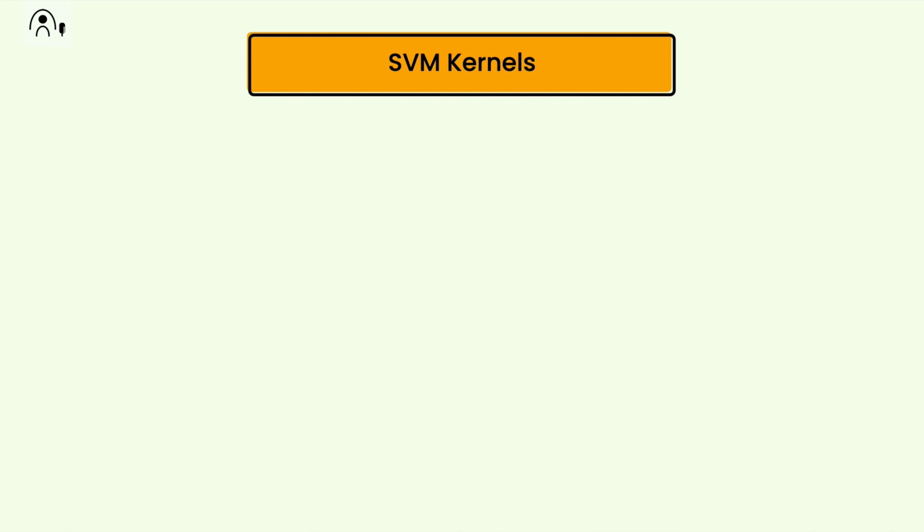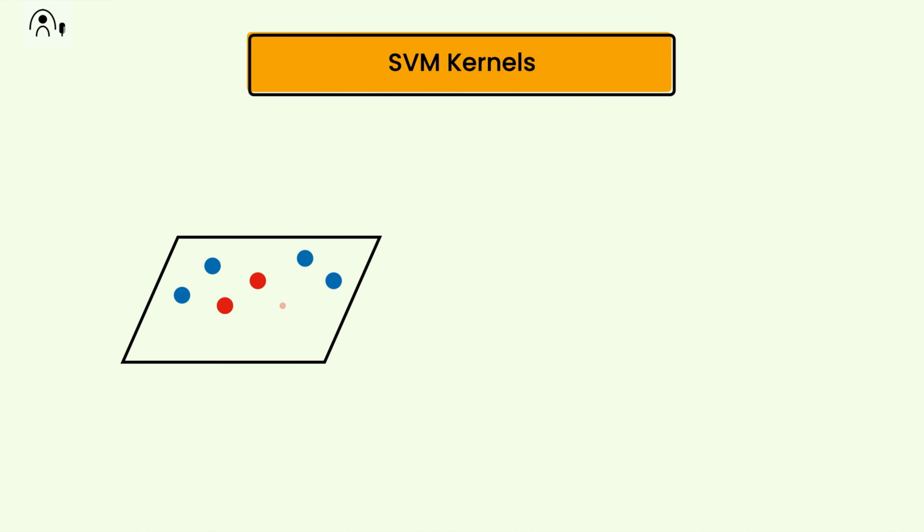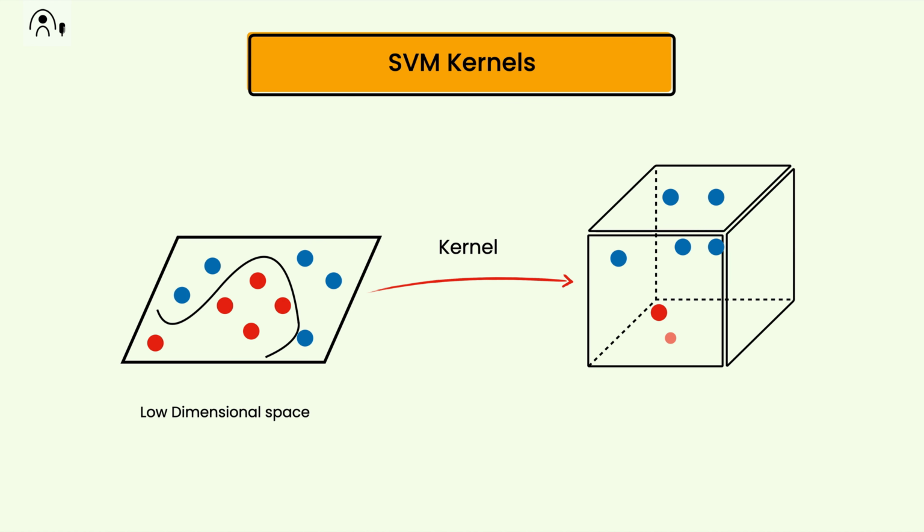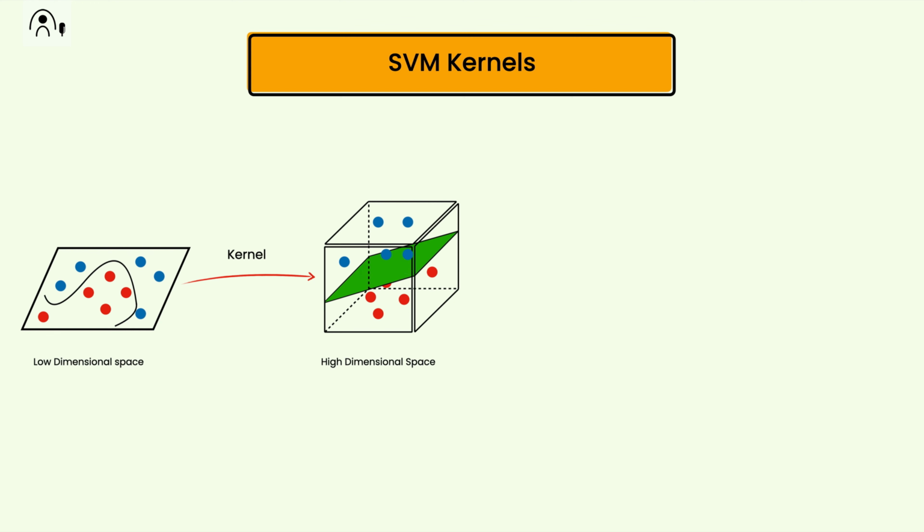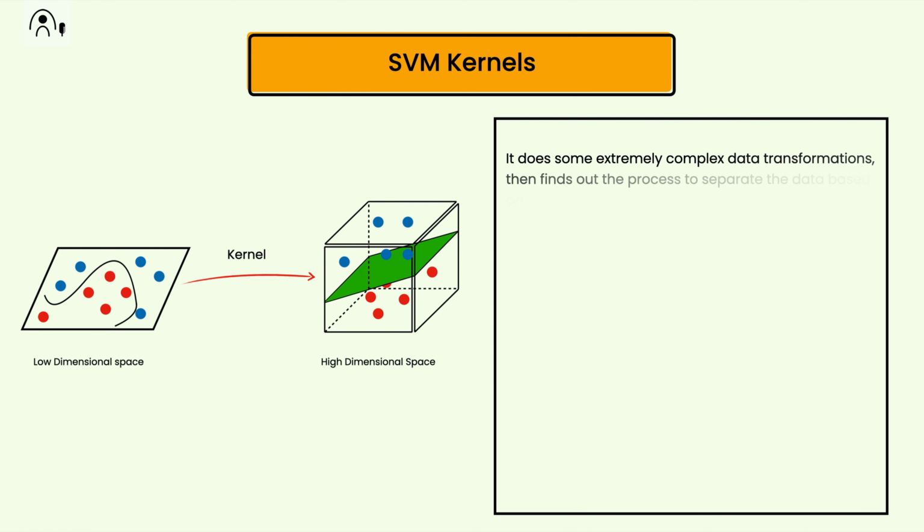SVM kernels. The SVM kernel is a function that takes low-dimensional input space and transforms it to a higher dimensional space. That is, it converts not separable problem to separable problem. It is mostly useful in non-linear separation problems. Simply put, it does some extremely complex data transformations, then finds out the process to separate the data based on the labels or outputs you have defined. A support vector machine in practice is always implemented by a kernel. The kernel trick helps to make a more accurate classifier.